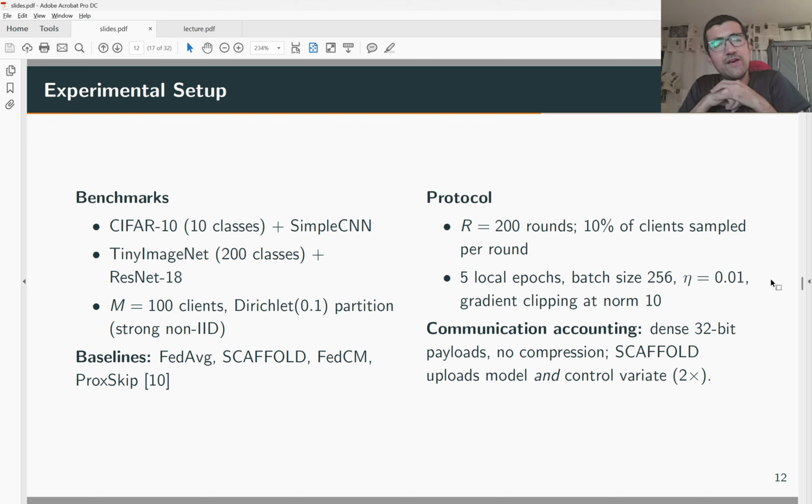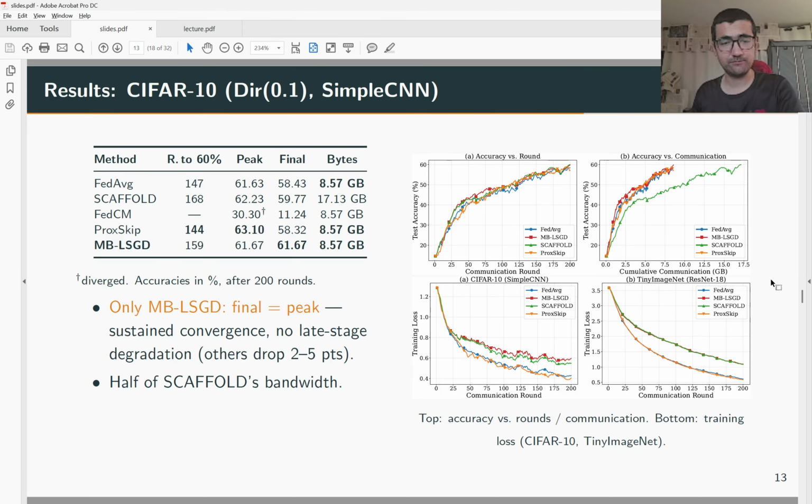We compare against FedAvg, SCAFFOLD, FedCM, and ProgSkip, and one accounting note, so the communication numbers are unambiguous: we count dense 32-bit payloads with no compression, and SCAFFOLD uploads both the model and its control variate updates, so it pays double per round.